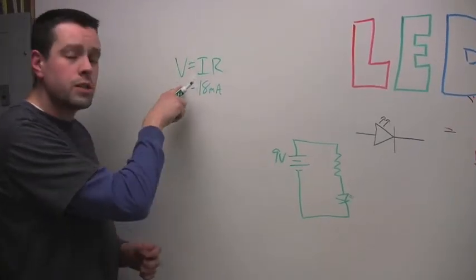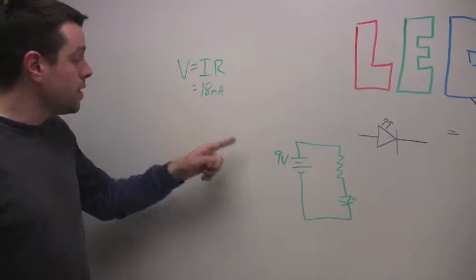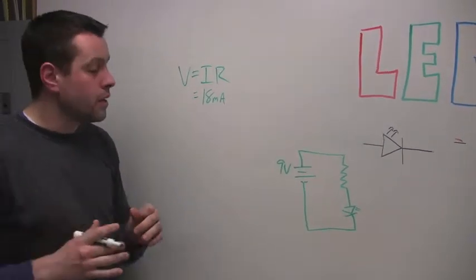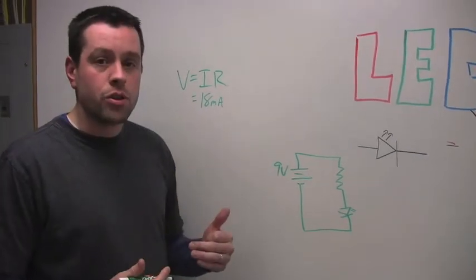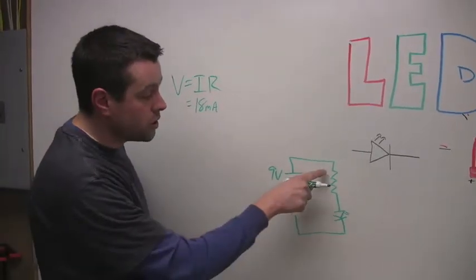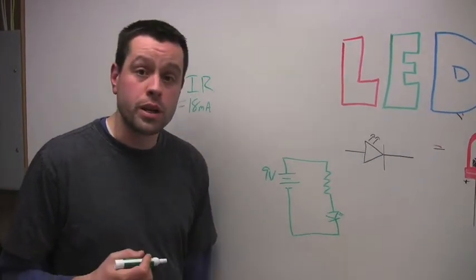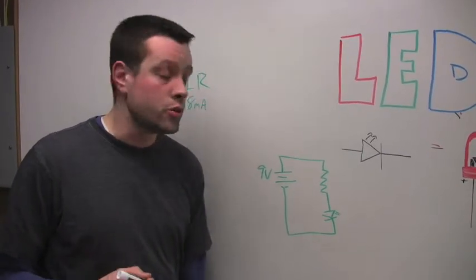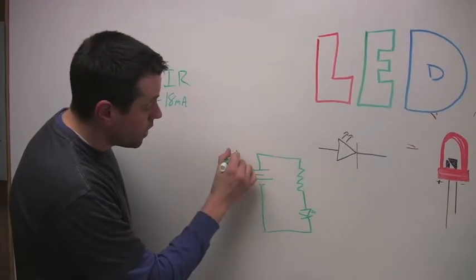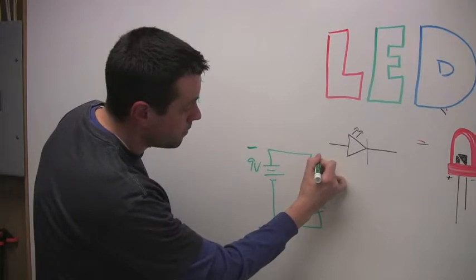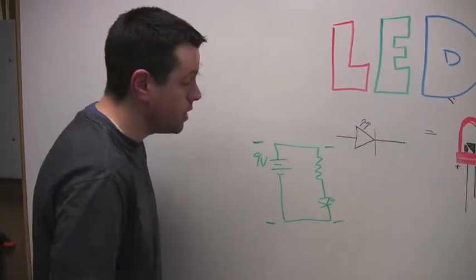Now, your first instinct might be to say, oh, I know V, that's 9 volts. That's where Ohm's law gets a little tricky. It's not always just the battery that you're using. You need to know what the voltage is across this resistor. And that brings up an important property of LEDs, which is a forward voltage drop. We know that we've got 9 volts from here to here, which, if we just slide over, means we have to have 9 volts from here to here.